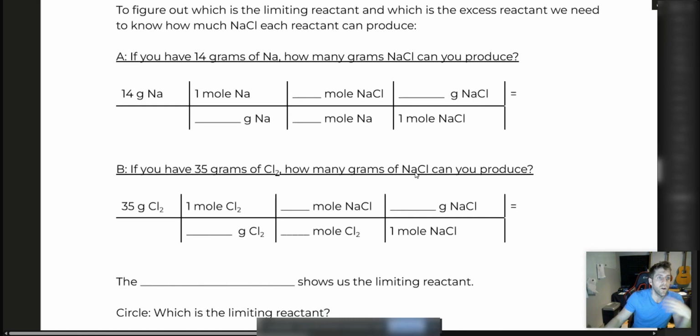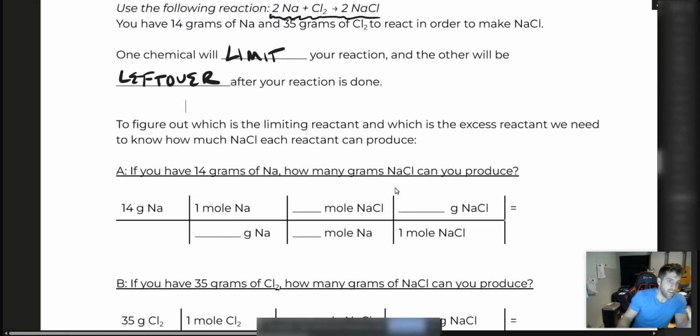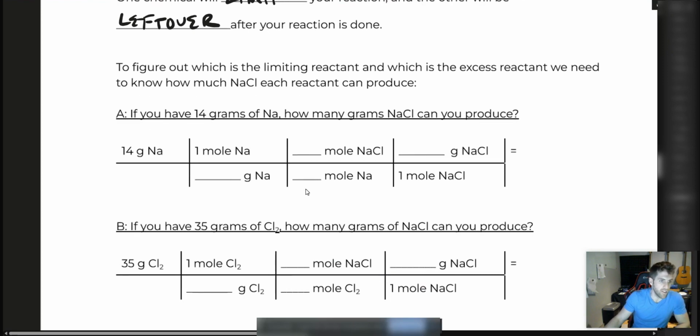To figure out which is the limiting reactant and which is the excess reactant, we need to know how much sodium chloride, or salt, each reactant can produce. Okay, so let's check out what this is asking of us. If you have 14 grams of sodium, and it looks like we have a stoich map here, how many grams of sodium chloride, or salt, can you produce? Okay, so our stoich map is pretty solid.